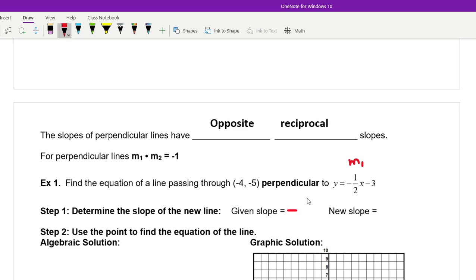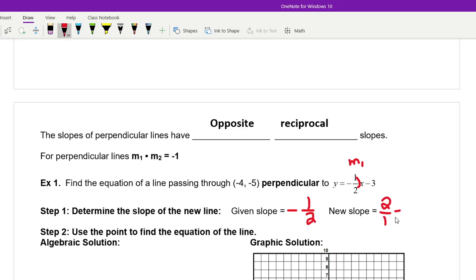So if we start off with -1/2, in order to have the -1 multiplied out, we have to multiply by a positive. So we know the new slope's value must be the opposite, positive. The reciprocal means that we are going to flip our fraction. We are going to take the 1 and switch it with the 2. So we have 2 over 1.